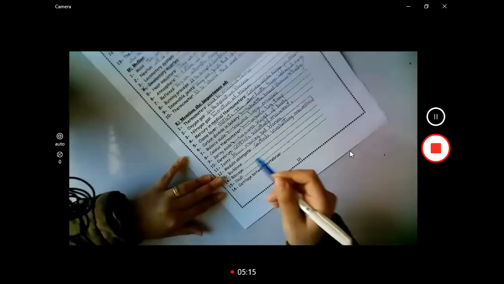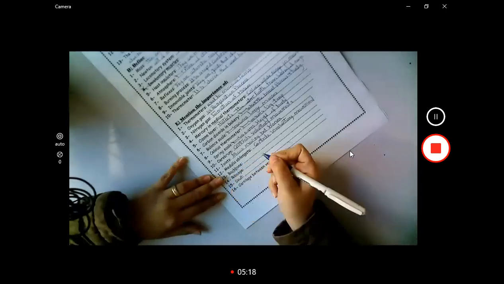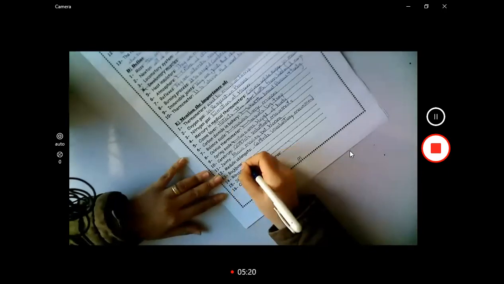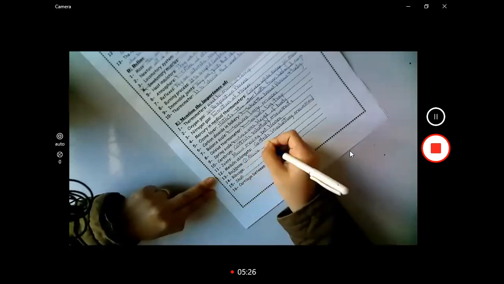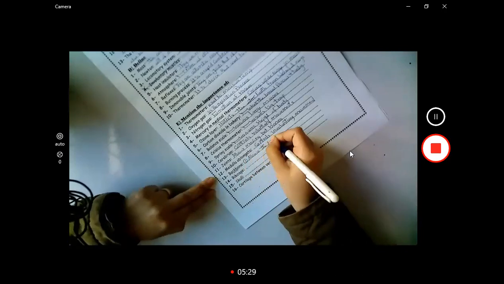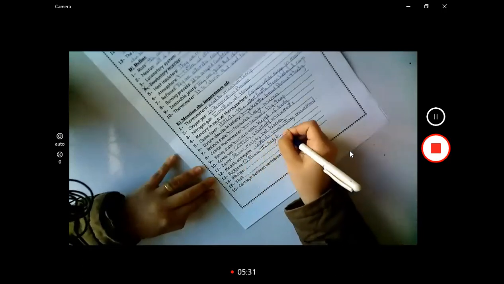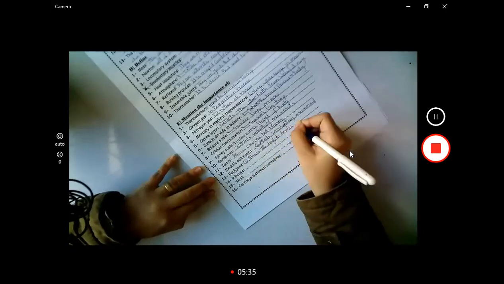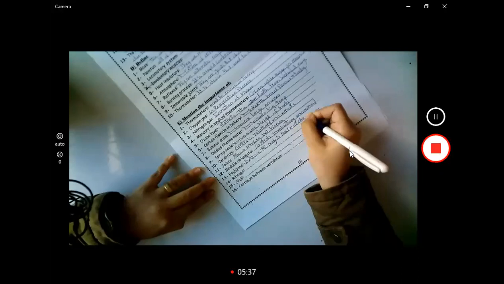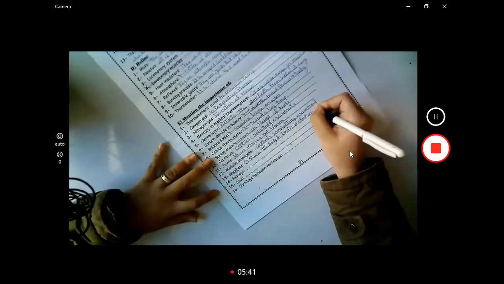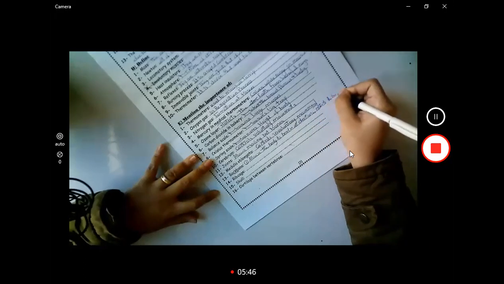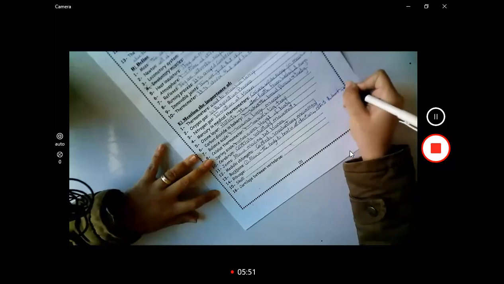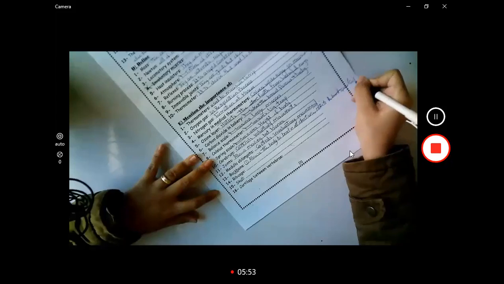The backbone, which is the vertebral column, what does it do? Two importance. Number 1, it allows the body to bend in all directions. And what else? It protects the spinal cord.